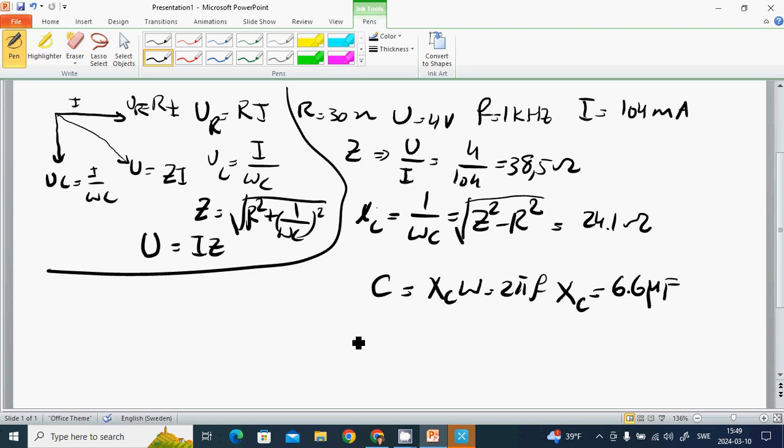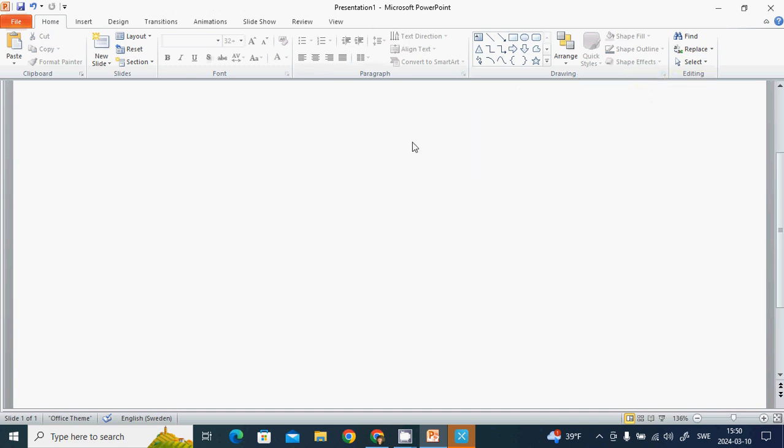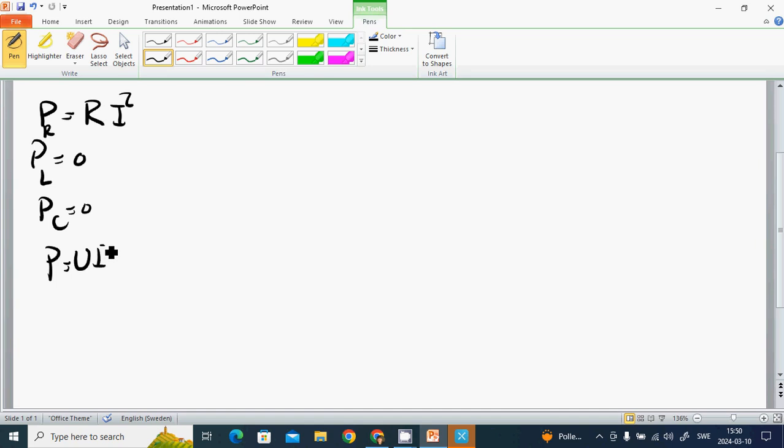microfarad, and the phi equals arctan of XC divided by R. It is 38.8 degree. The effect: P equals R I squared, PL, PR. PL is 0, PC is 0, and P equals U I cosinus phi.